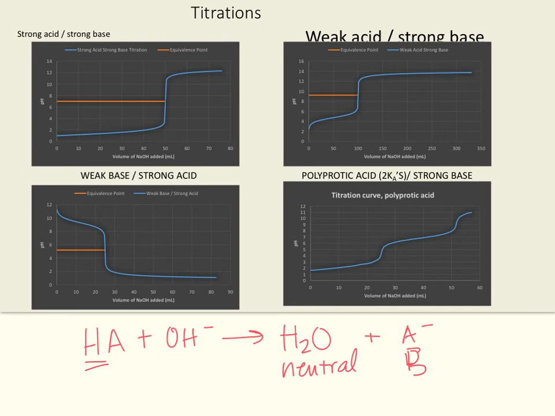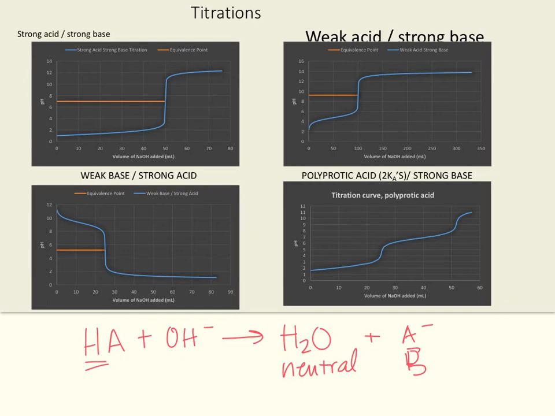All right, sorry, I got interrupted. This right here is a weak base. It has a high pH, but it's not real high, and it's being titrated with a strong acid. So it's the opposite of what's happening here. We're making a conjugate acid, and so the pH at the equivalence point is going to be less than 7.